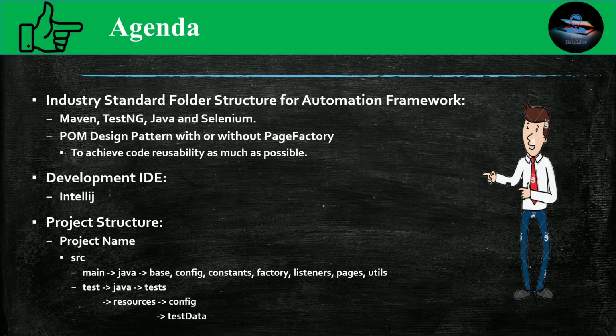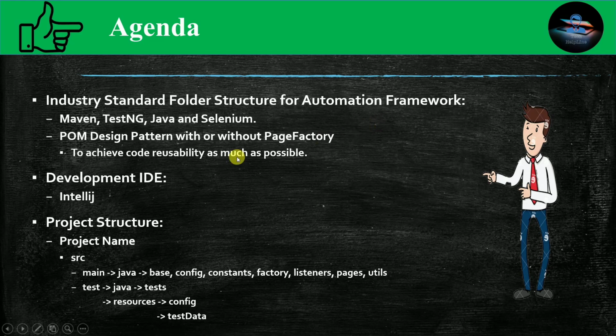We are also going to integrate our automation framework with the POM structure, which is a design pattern. POM is nothing but the Page Object Model design pattern. There are two approaches: using the POM design pattern with or without PageFactory. We'll see what exactly PageFactory is, what its purpose is, how we are going to use it, and how it will be helpful for us while creating the automation framework.